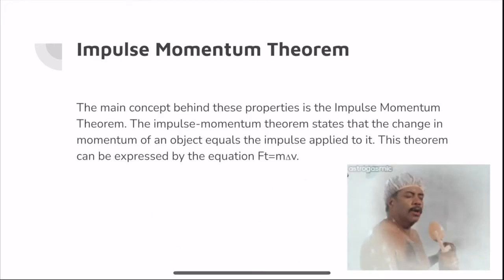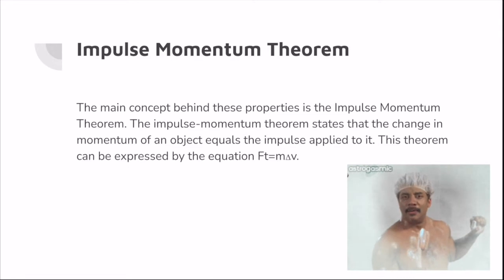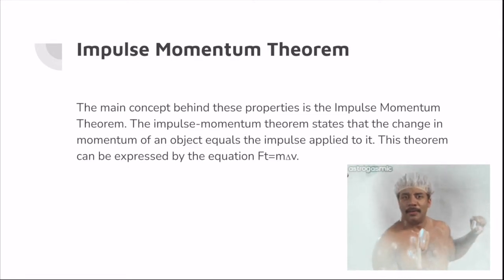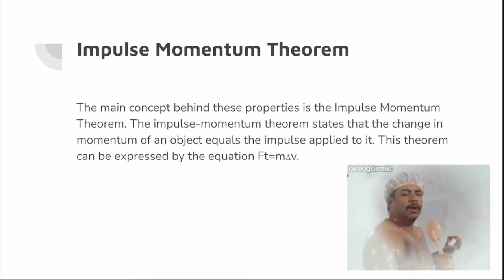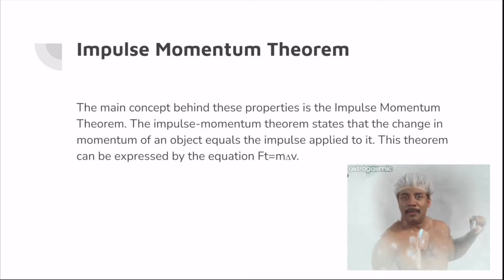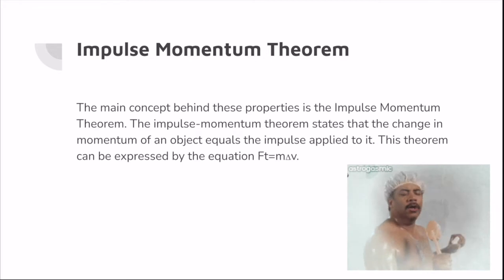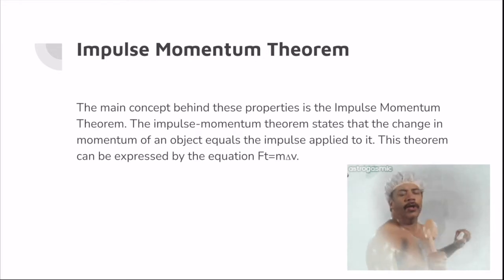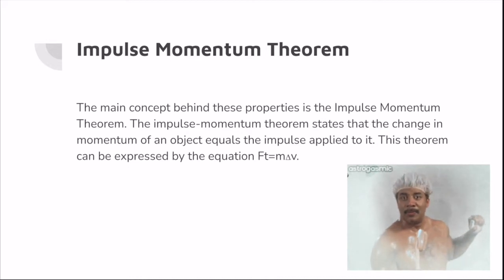The main concept behind these properties, which we previously stated, momentum and impulse, is the impulse-momentum theorem, as stated in the name. The impulse-momentum theorem states that the change in momentum of an object equals the impulse applied to it. This theorem can be expressed by the equation force times time equals mass times change in velocity. So this is the main thing used to protect our egg and figure out a way to decrease the overall force by increasing the time, which will lower the acceleration.